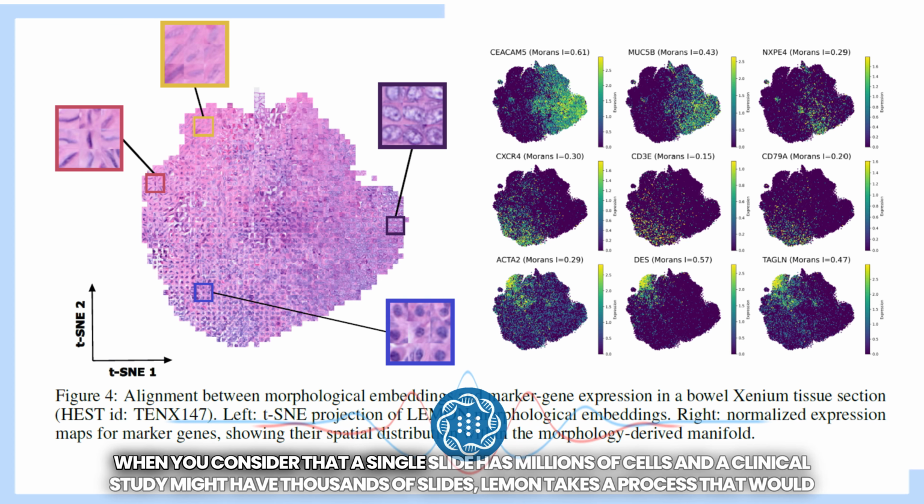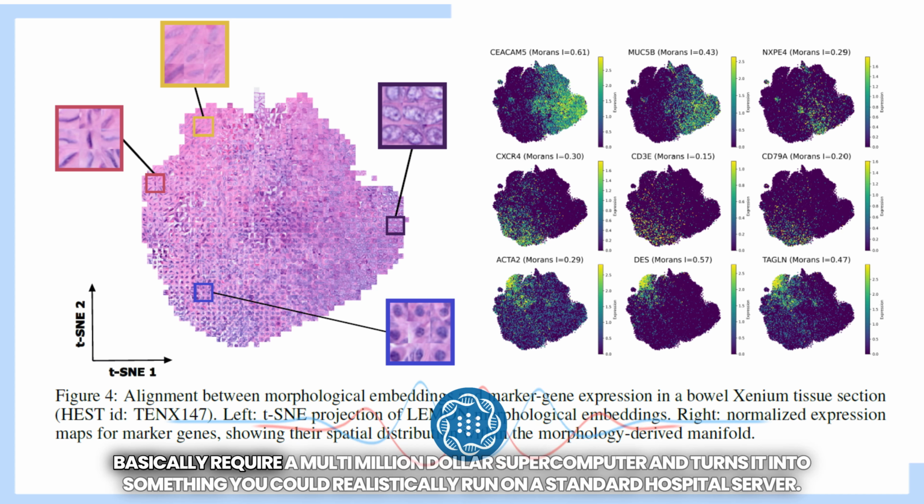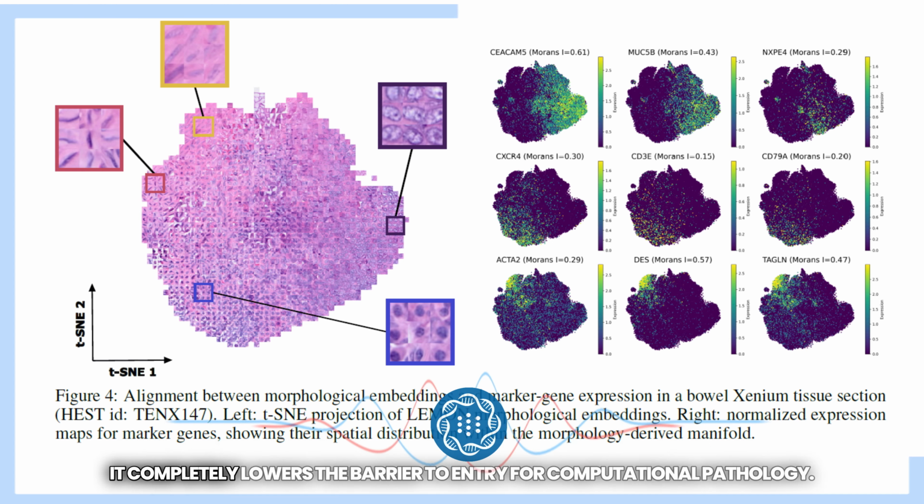When you consider that a single slide has millions of cells and a clinical study might have thousands of slides, Lemon takes a process that would basically require a multi-million-dollar supercomputer and turns it into something you could realistically run on a standard hospital server. That's huge. It completely lowers the barrier to entry for computational pathology.